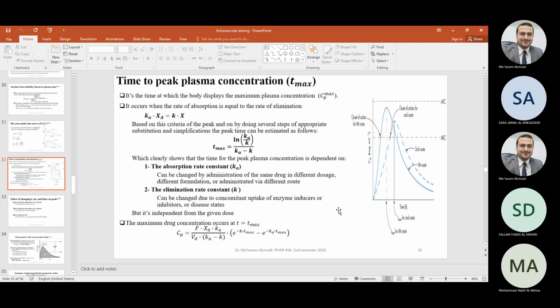Now, what if I change the dose? What if I increase the dose? Will the Tmax be affected? The Tmax will be the same. What about the Cp max? It will be changed, right? Because in this relationship, if I double the dose, for example, from 10 to 20, the Cp max should be doubled, right? Mazboot?